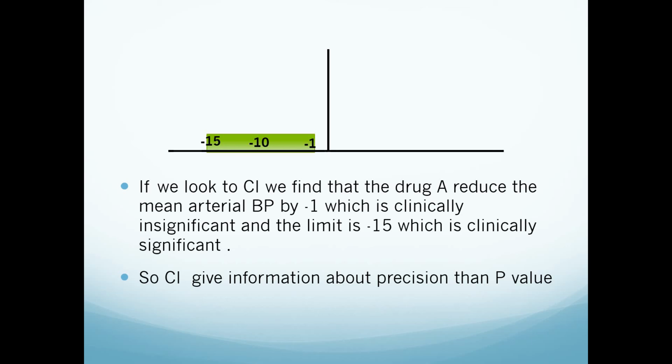So we will go and interpret it. This minus 1 in a patient: are you going to start a new medication which is only clinically significant in these patients, clinically reducing the blood pressure by minus 1, where you aim to reduce the blood pressure at least by minus 10? So from here, despite that the p-value is telling you that this is significant, from the confidence interval you can say that this is clinically insignificant. So I'm not going to shift my practice for a drug which can put my patient in hazard.